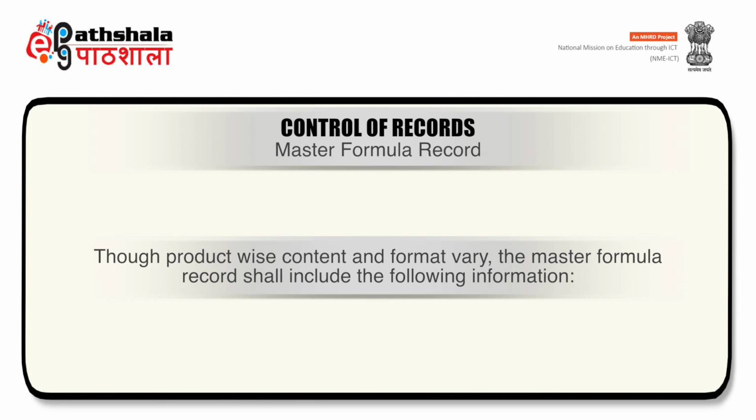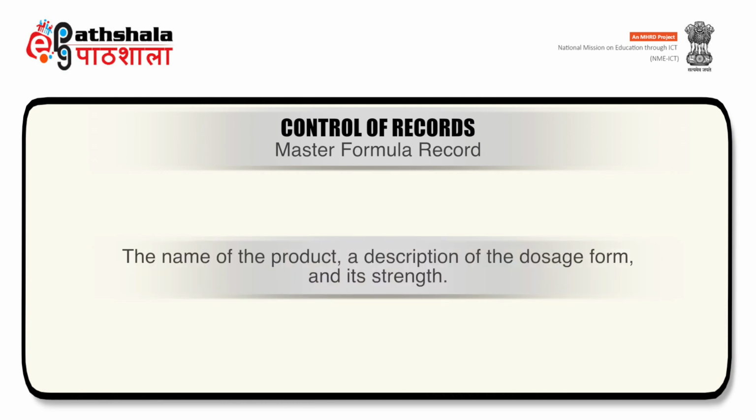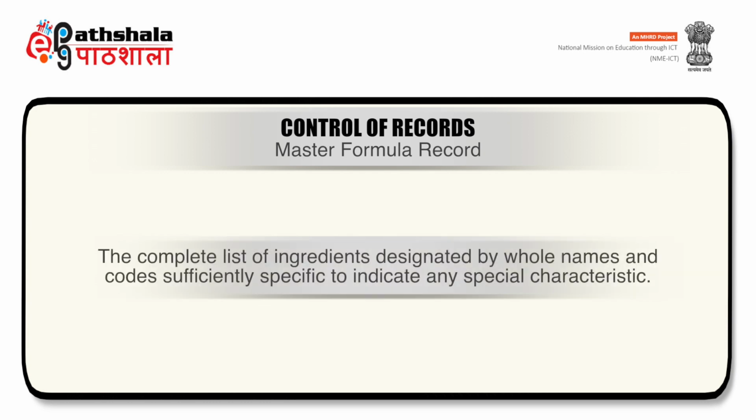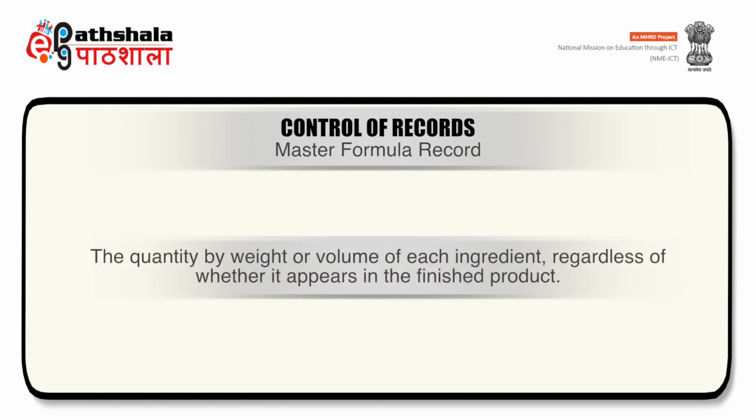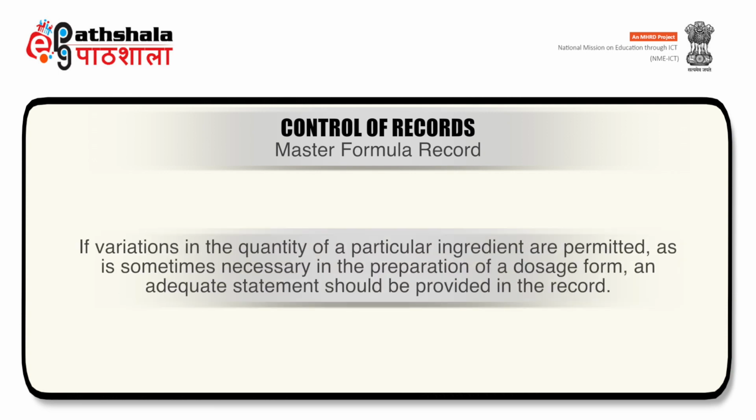Though product-wise content and format may vary, the master formula record should include certain information, which includes the name of the product, a description of the dosage form and its strength, a complete list of ingredients designated by whole names and codes sufficiently specific to indicate any special characteristic, and the quantity by weight or volume of each ingredient regardless of whether it appears in the finished product. If variations in the quantity of a particular ingredient are permitted, as is sometimes necessary in the preparation of a dosage form, an adequate statement should be provided in the record.